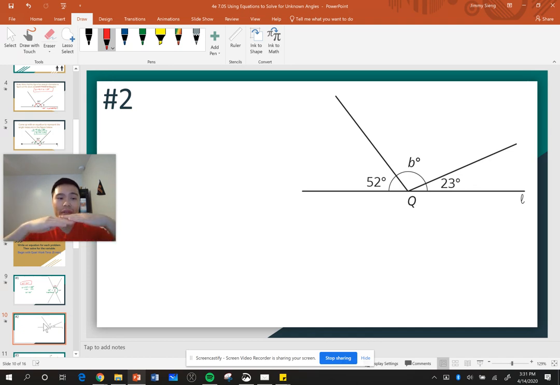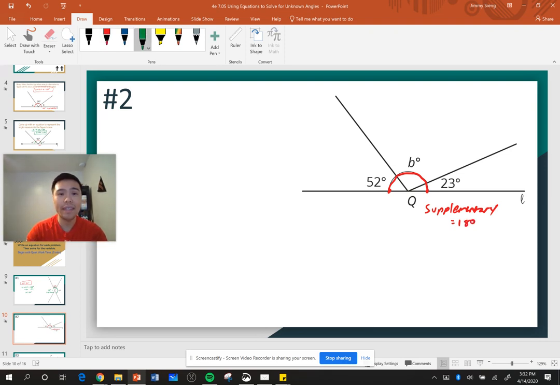Okay, looking at this horizontal line, I can see it starts from here and it goes over here, rotates to 180 degrees. So again, this is supplementary. And that should equal 180. All right, well, let's set the equation up. So if I'm trying to find B, I can set it up as 52 plus B plus 32 equals altogether 180 degrees. Well, combine your numbers first. So 52 plus 32, that's going to be 84 plus B equals 180.